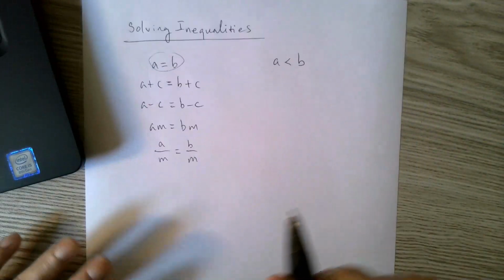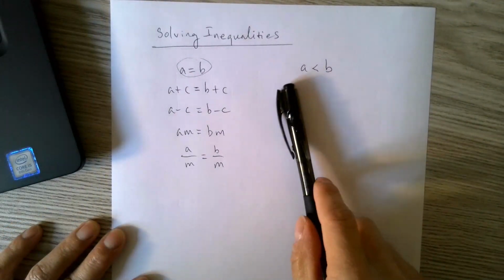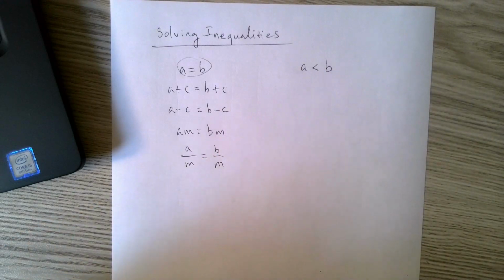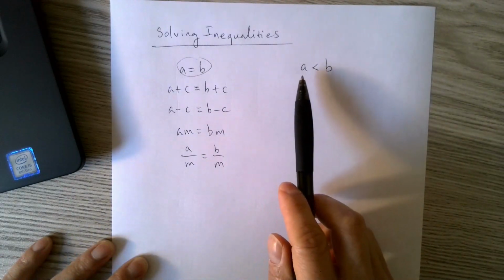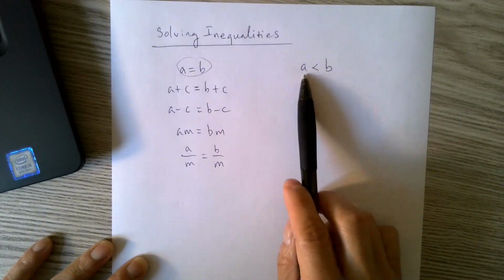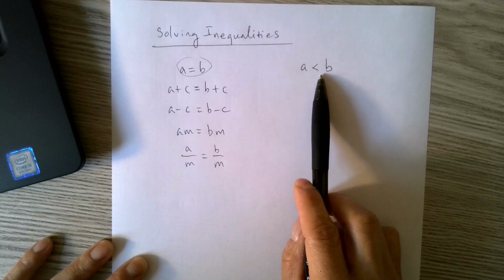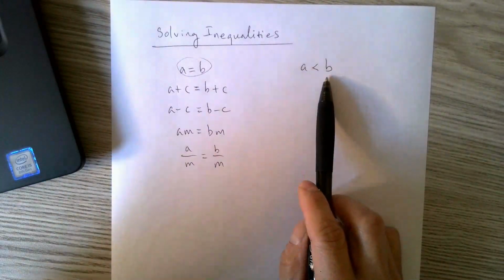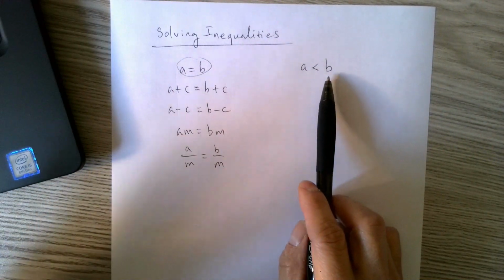Now in inequalities, first of all, the statement A less than B is kind of a general statement. It's not a super exact statement because this statement is not telling you how much A is less than B. A could be very close to B, or A could be very far away from B. This statement is very general. It's just saying that A is less than B, but not by how much.